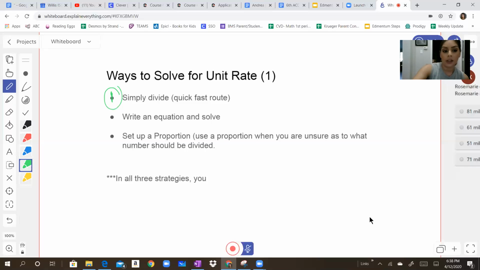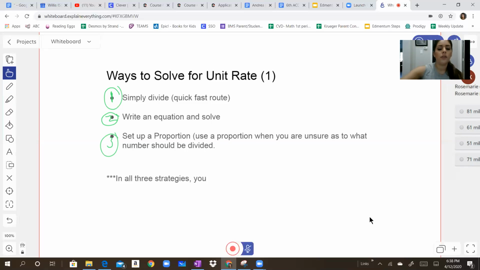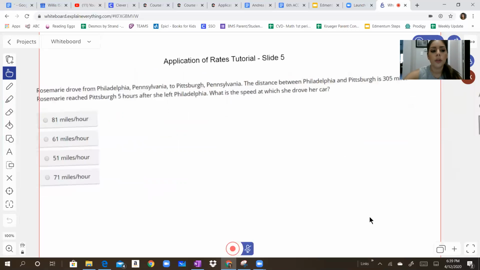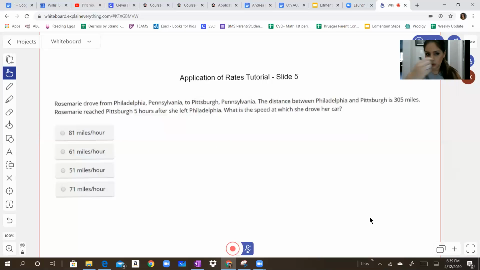You can write an equation from a word problem. And the third one is set up a proportion. Now, use a proportion when you are unsure as to what number should be divided. I have some students who sometimes get confused on what number is the numerator, what's the denominator, and when in doubt, a proportion will help you figure that out. So all three strategies help you solve for unit rate. Once you're super comfortable, you'll be dividing for unit rate in no time.